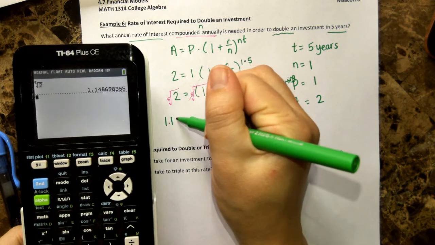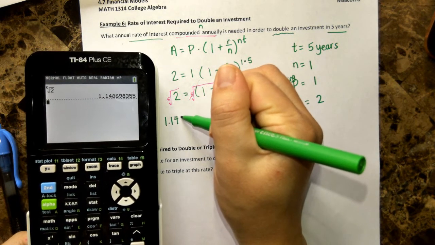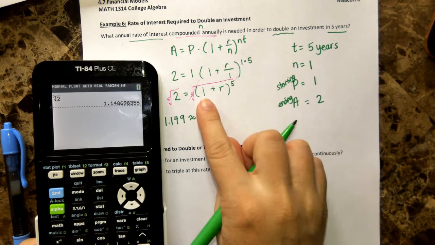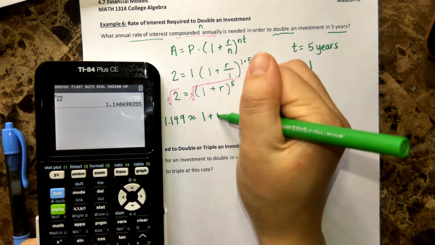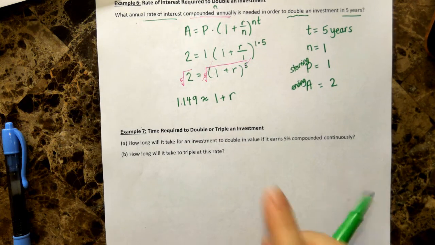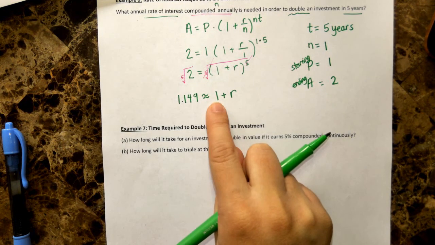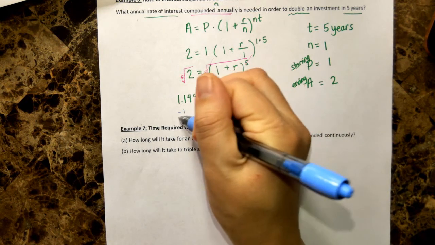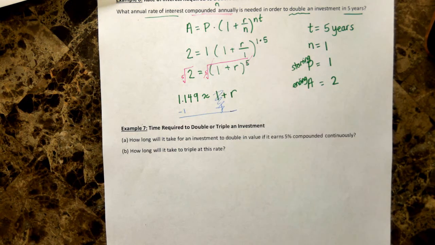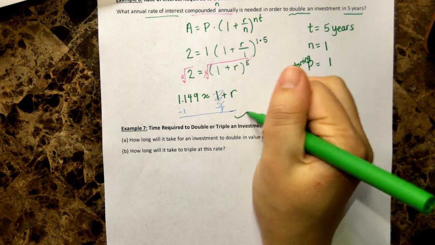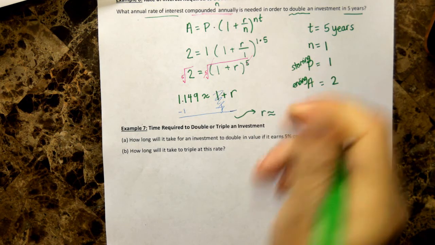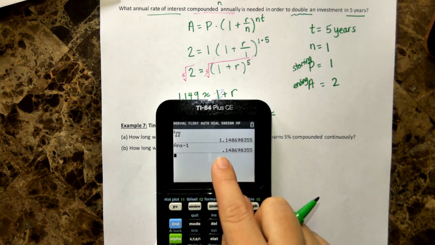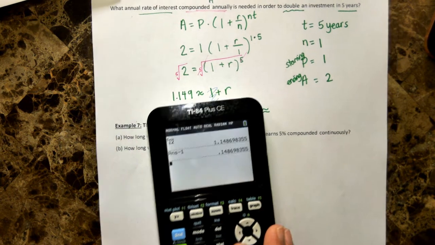So 1.149 if I'm rounding. I'm just going to round to 3 decimal places. And all I'm left with on the right-hand side is 1 plus R. I'm almost done. I'm just trying to figure out what R is. So all I have to do now is get rid of this plus 1 by subtracting 1 from both sides. And those will cancel out. And our R value is approximately 1.149, this last number, subtract 1, which is 0.149 if we're rounding to 3 decimal places.